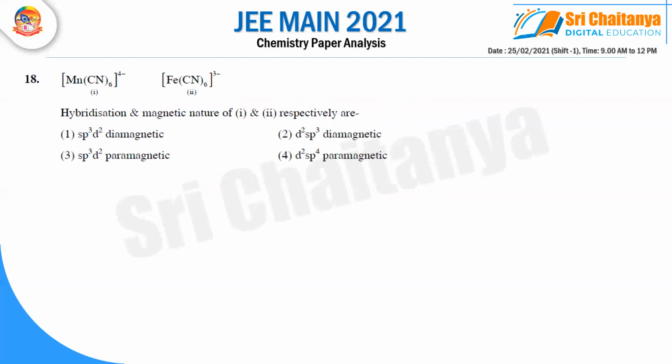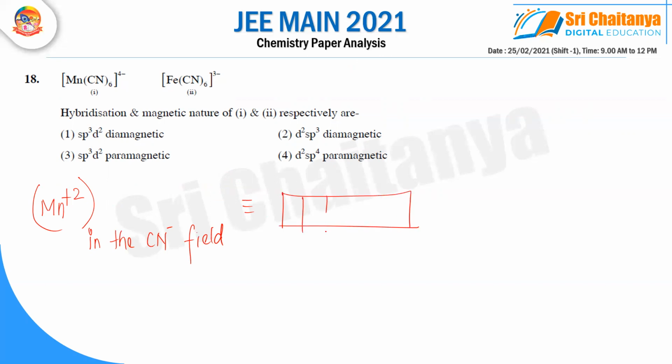Next, we have two complexes. We need to tell their hybridization and magnetic moment. First complex: if I look at the configuration of Mn+2 in the ligand field, that means in the CN minus field. Now CN minus is a strong field ligand, so we will do some kind of back pairing here. I'm solving the question as per VBT. So Mn+2 is going to have 3d5 configuration. Now when you start to back pair, you're going to arrive here.